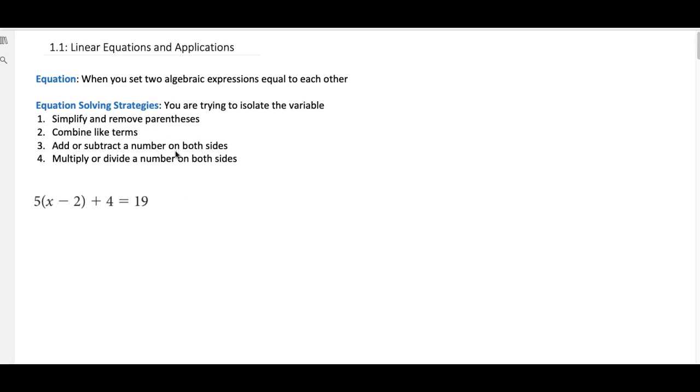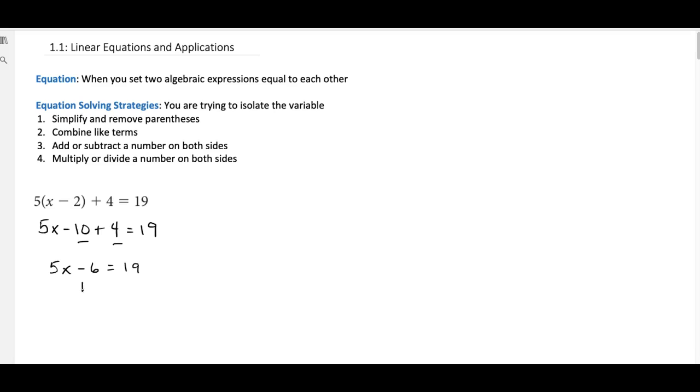All right, so I'm going to show you how to do this one. So the first thing I would do, and everybody does things differently, but I would distribute the 5. So you get 5x minus 10 plus 4 equals 19. The next simplest thing to do would be to combine the 10 and the 4. So you're going to get 5x, it's a negative 10, so minus 10 plus 4 is minus 6. And then that's going to equal 19.